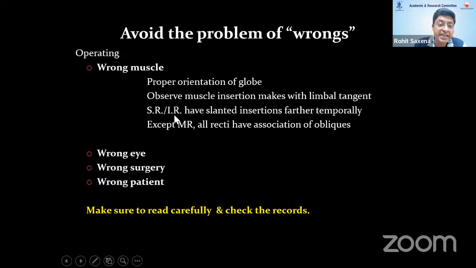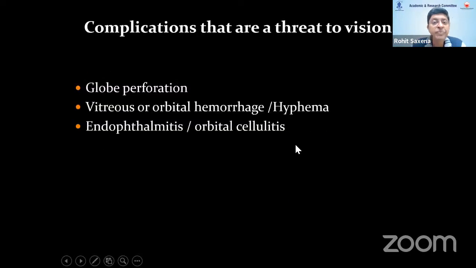Observe the insertions. The SR and IR have slanting insertions. Except for MR, all recti have associated obliques. So when in doubt, check for these things. Wrong eye, wrong surgery, wrong patient, of course. Make sure to repeatedly check the records and display them in front of you when you start your surgery.